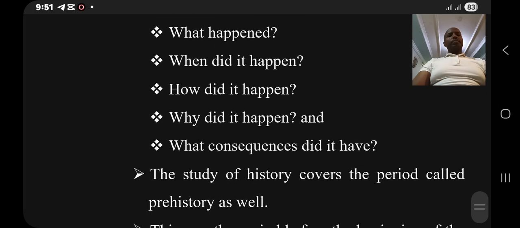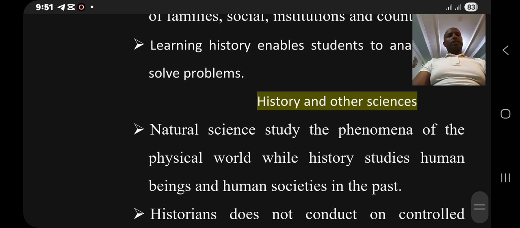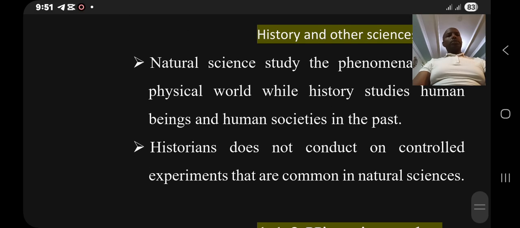Historians do not conduct controlled experiments that are common in natural sciences. This was the other difference.